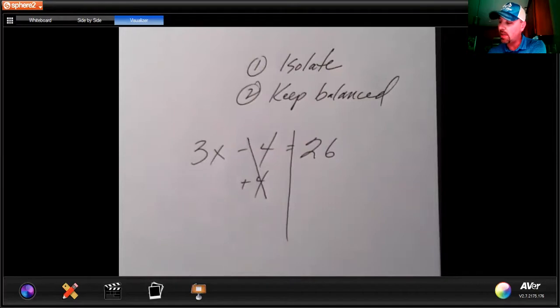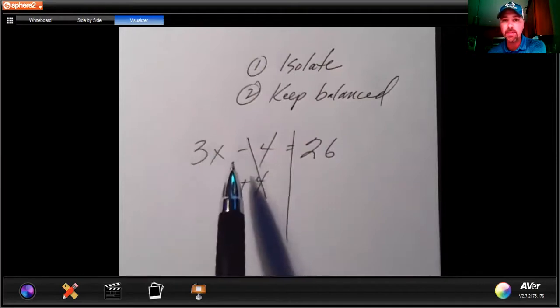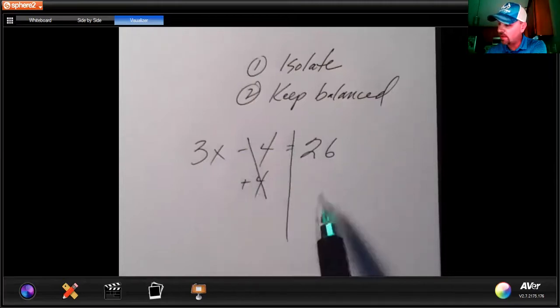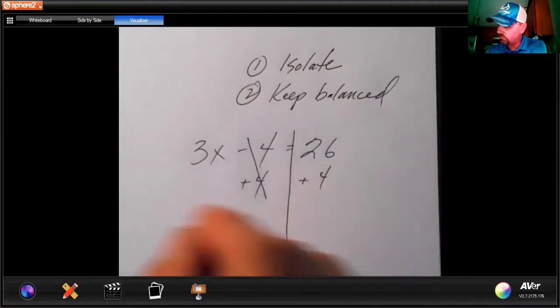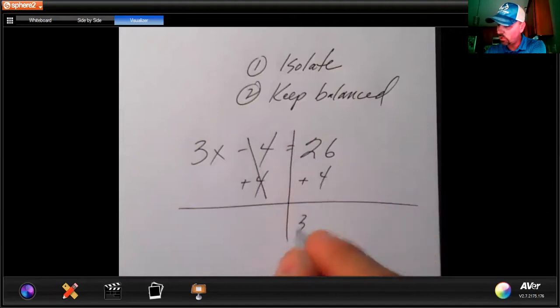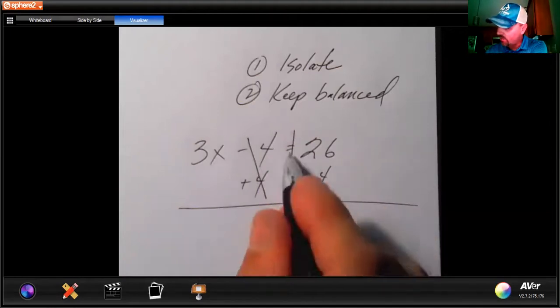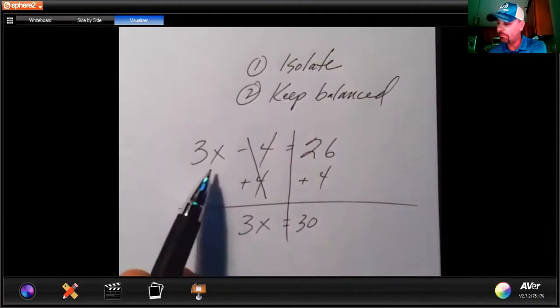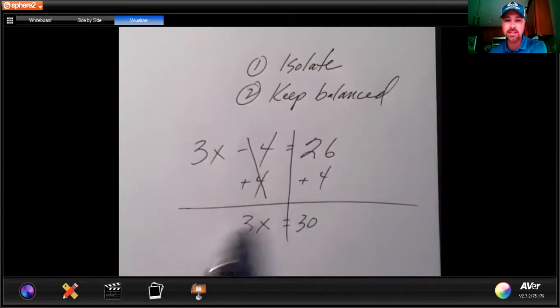So I'm beginning to isolate this side, but I must keep balanced. So I added 4 to this side, so I'm going to add 4 to this side. 26 plus 4 is 30. Now, this is important, okay? Try and be neat and bring everything down, all right? So your 3x is going to come down because it's still there. So now this is our next line of the equation.